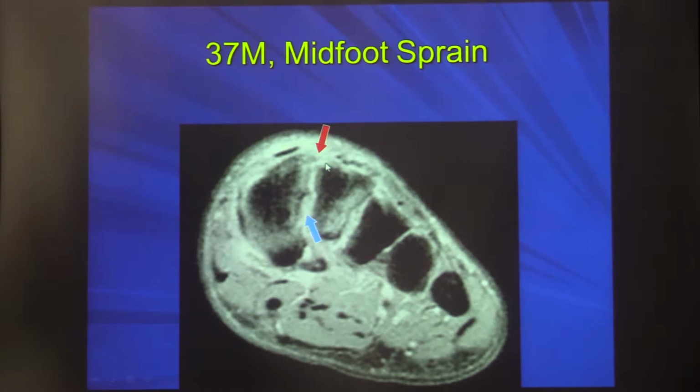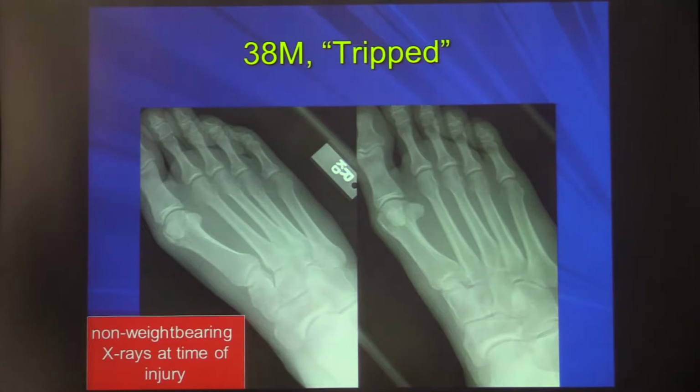So consider this joint as a unit. You may see a radiographic abnormality at the third ray, when on MRI, we can see, in fact, that the soft tissue injury is closer to the first ray. Now, this is what we want to avoid, and this is one of the problems we have in the United States with medical legal issues and this Lisfranc injury.